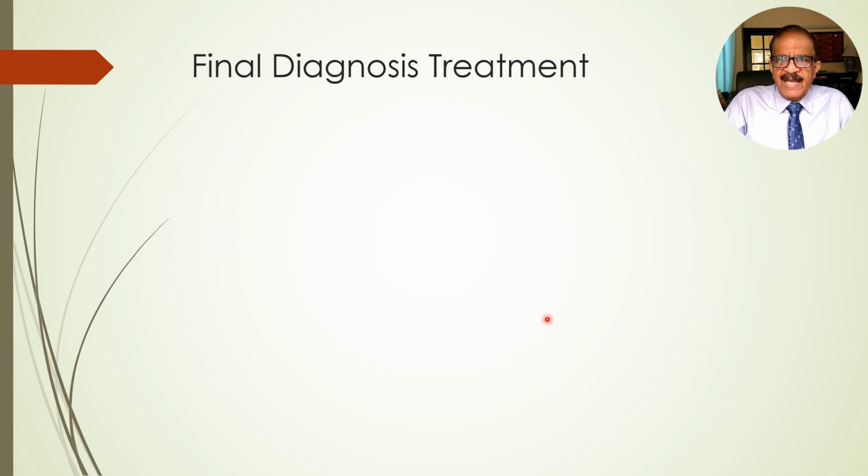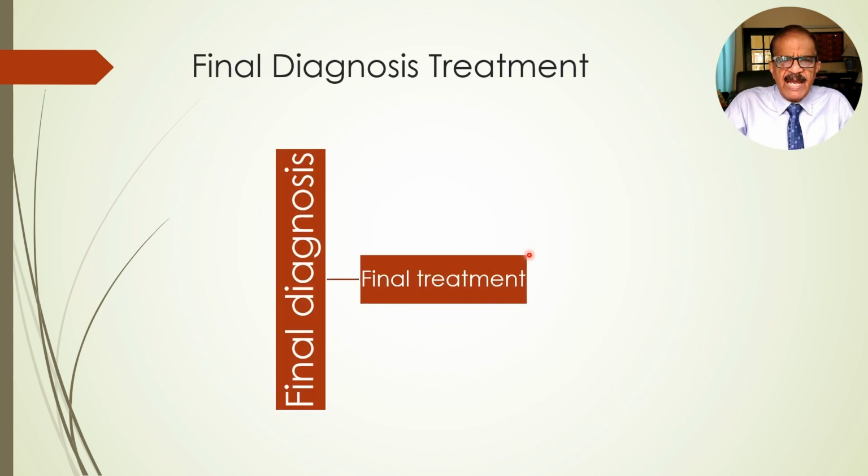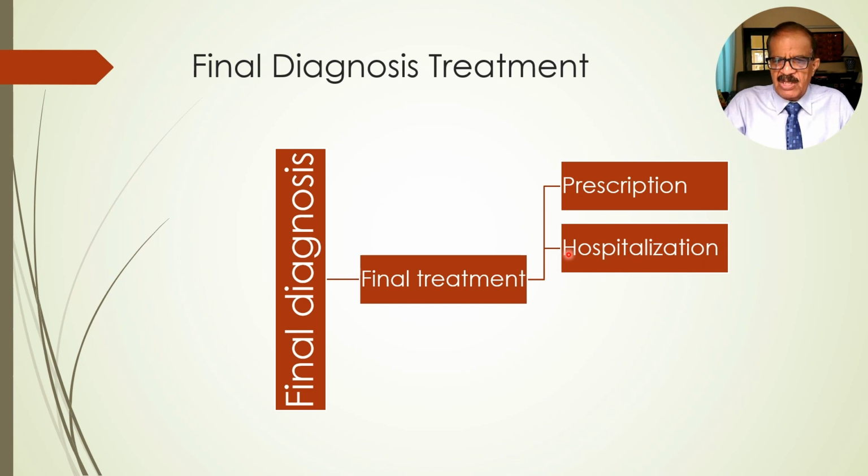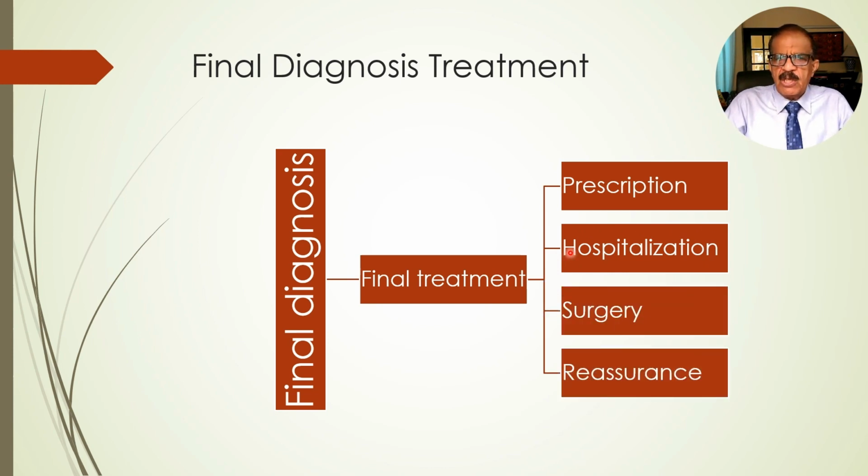So with that, I think you hopefully reach the final diagnosis. After going through history, physical, lab, you should be able to make a final diagnosis in most cases. And with a final diagnosis, you should be able to give a final treatment. And the final treatment could be writing a prescription for the patient, or hospitalization for further treatment, or maybe some surgery, or reassurance, or maybe a referral to some other clinic. So this is how you complete your case.